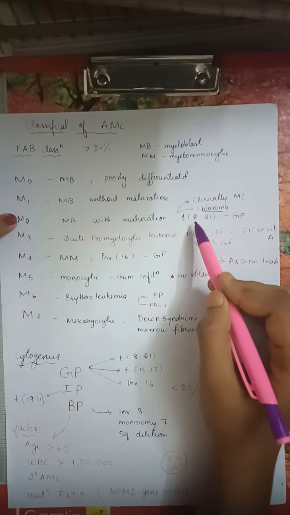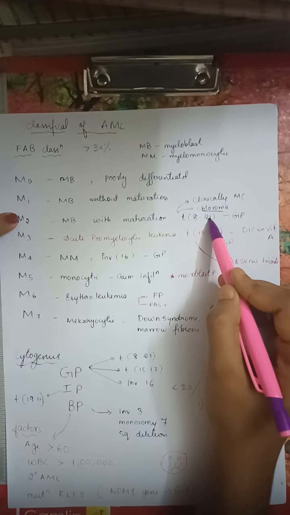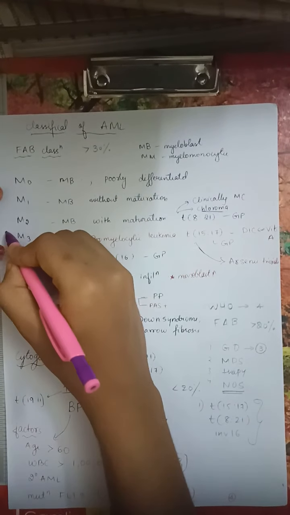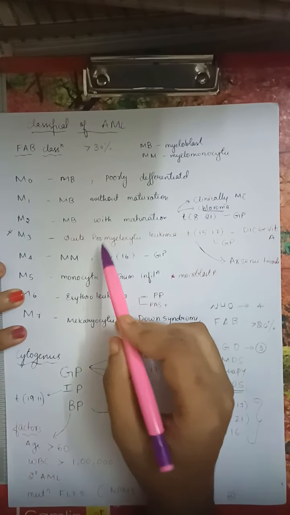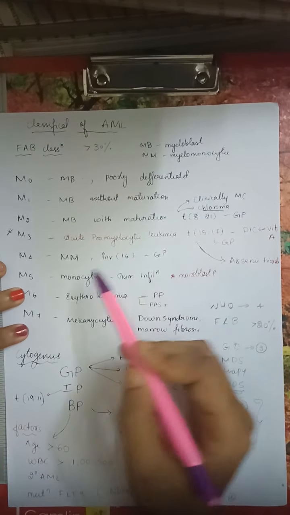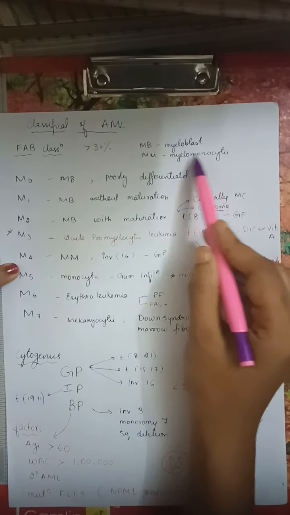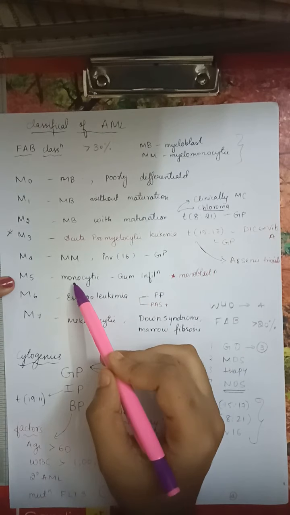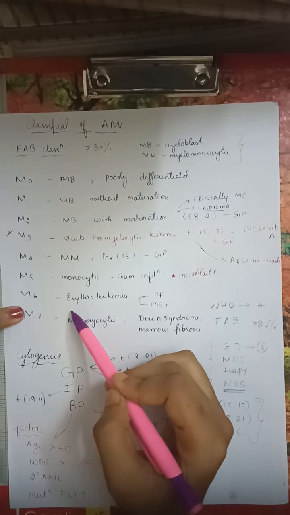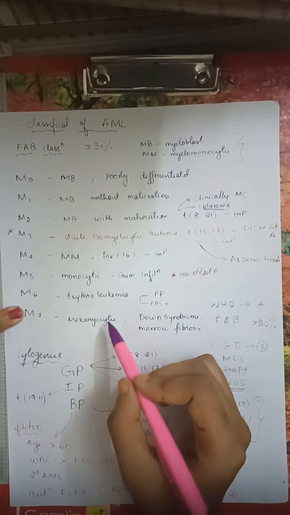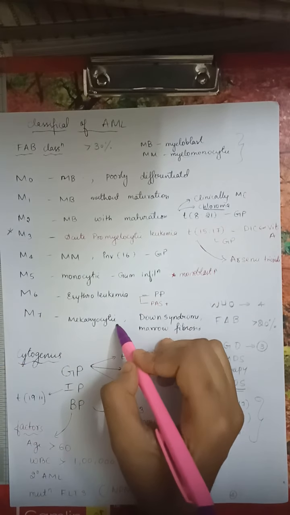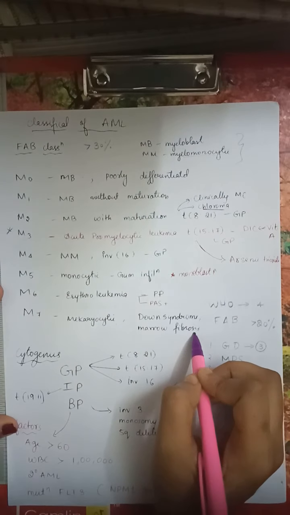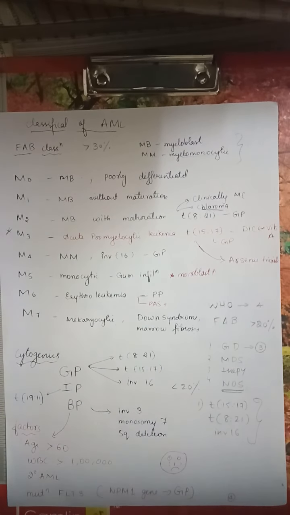And the main translocation is translocation 8;21. Coming to M3, it is the most important, a board question: acute promyelocytic leukemia. M4 is myelomonocytic leukemia, I have written the full form here, and M5 is monocytic, then M6 is erythroleukemia, and M7 is megakaryocytic, which is associated with Down syndrome and myelofibrosis. So I will explain you.